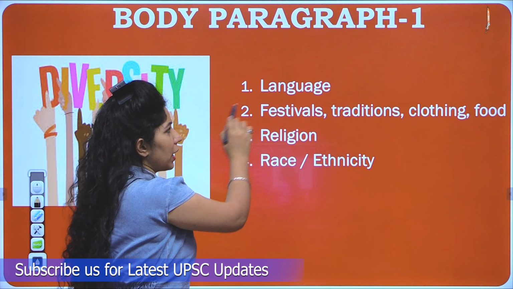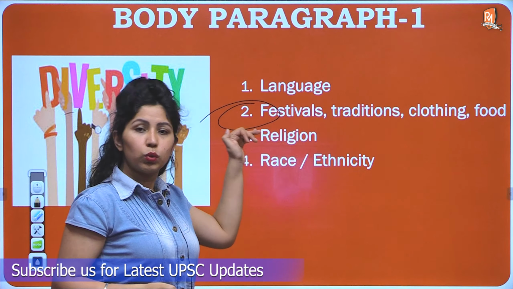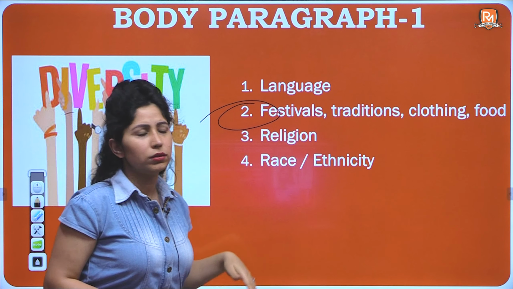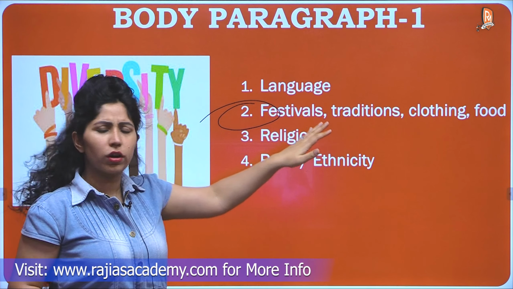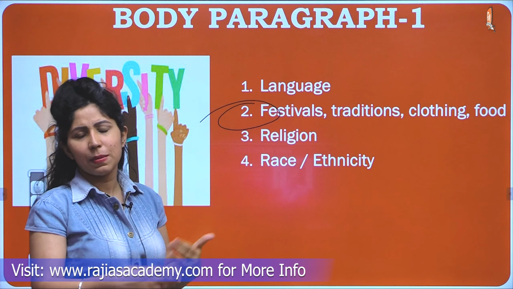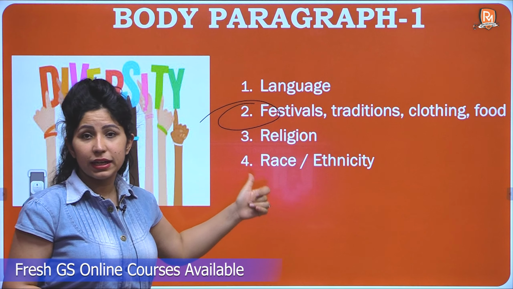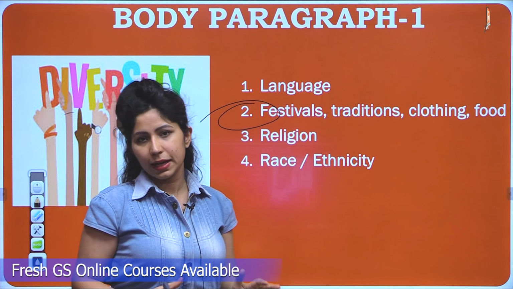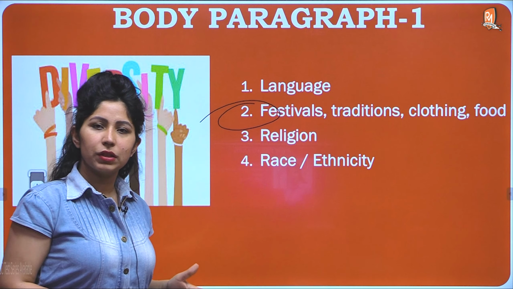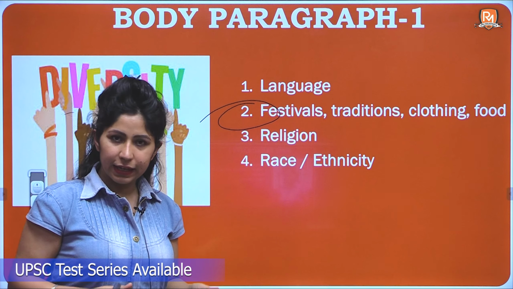You can either use one term for this. We have included all of these in one point. Don't write separate points for 4 of these because most of them have the same role to play. So the third one is religion and the fourth one is race or ethnicity. These broadly cover the cultural elements of Indian diversity.